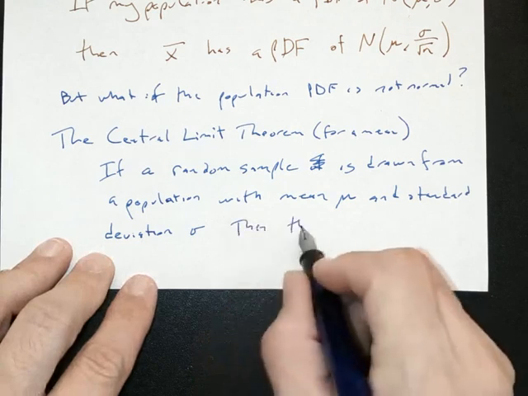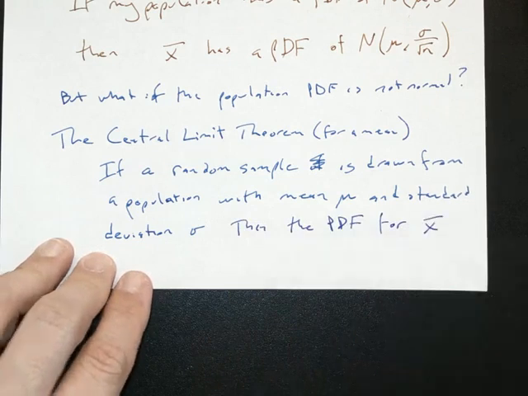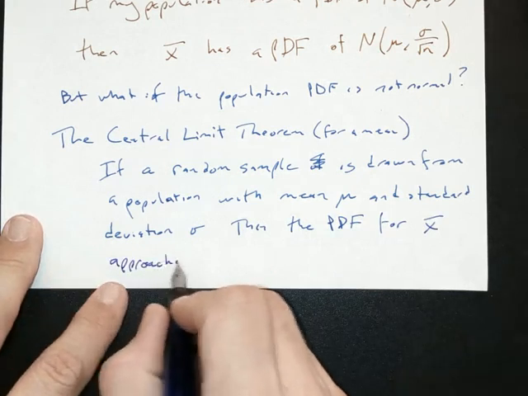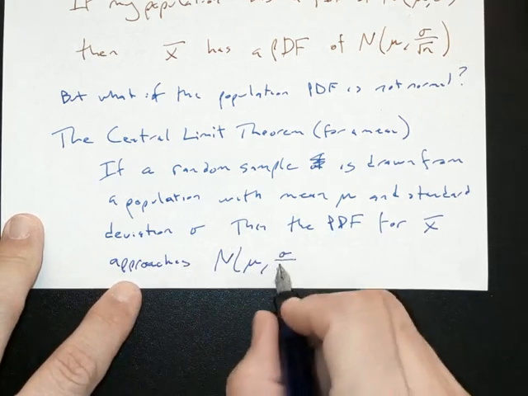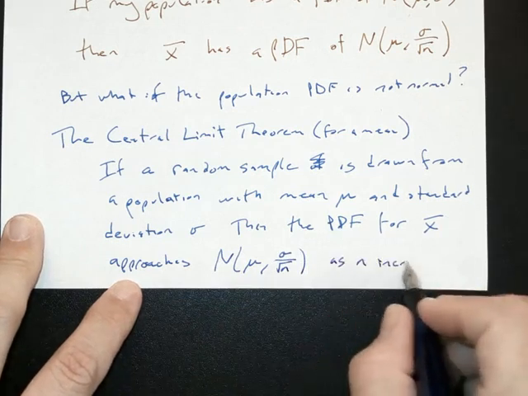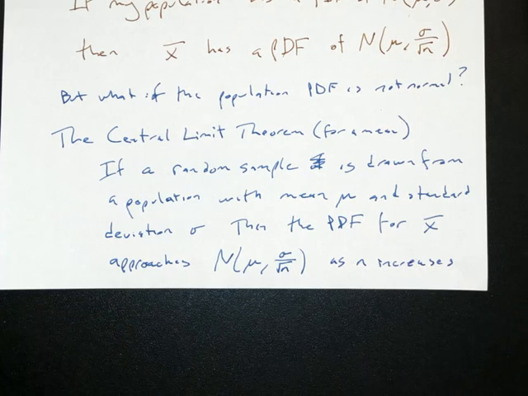Then the PDF for the sample mean approaches the normal distribution with mean mu and sigma over root n as its standard deviation as n increases. No matter what your original population PDF looks like, sampling results in a normal distribution.